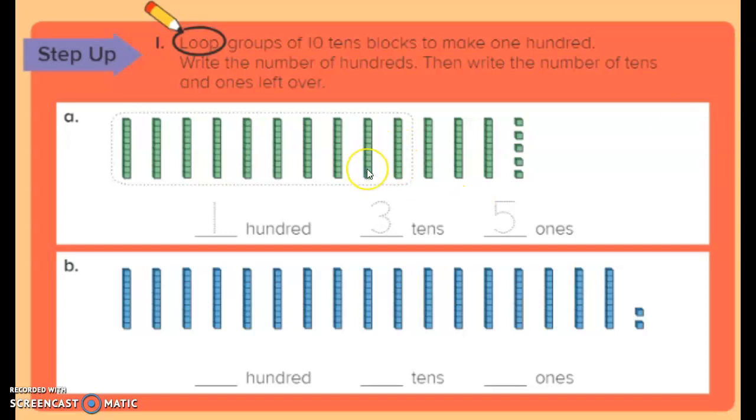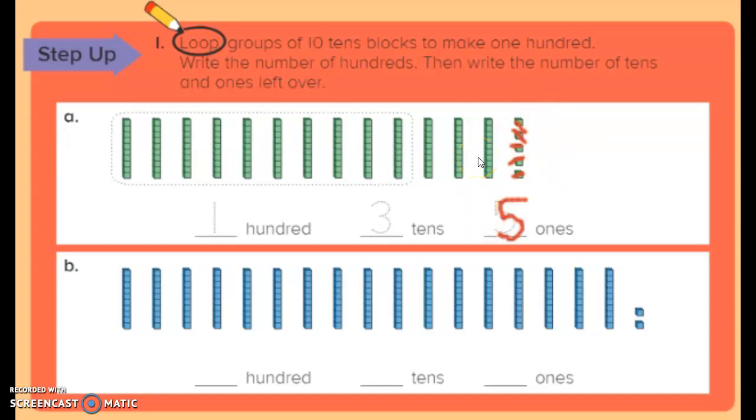This first problem says we're going to loop groups of 10 blocks to make 100, and then write the number of hundreds, and then write the number of tens and the ones that are left over. So I'm always going to start with the smallest place value, which for us is our ones. I see that there are 1, 2, 3, 4, 5. Well, there are no more ones, so I know that is a complete group right there. So I'm going to write the number 5. Next are my tens.